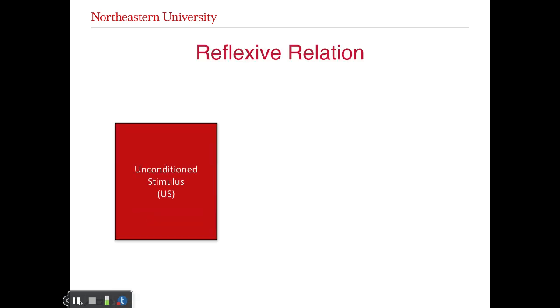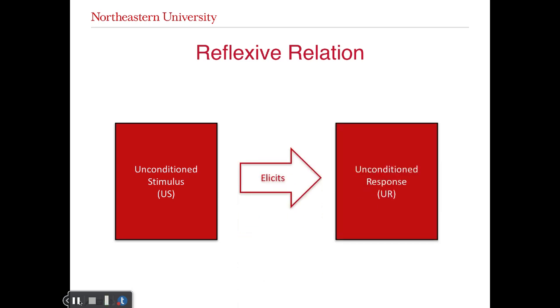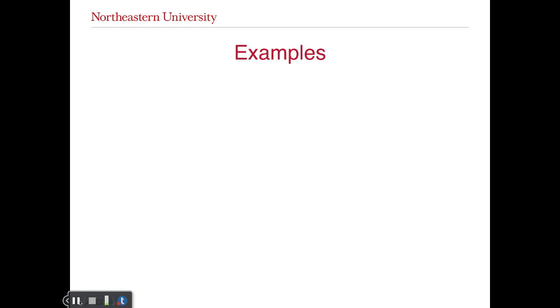So all reflexive relations are going to be where an unconditioned stimulus elicits an unconditioned response. Notice when we talk about any type of explanations of behavior, you need to consider both the environment and the response. So in this situation, no learning has occurred. No conditioning has occurred. Simply, an unconditioned stimulus elicits, notice that E word, that unconditioned response. So let's think about some examples.